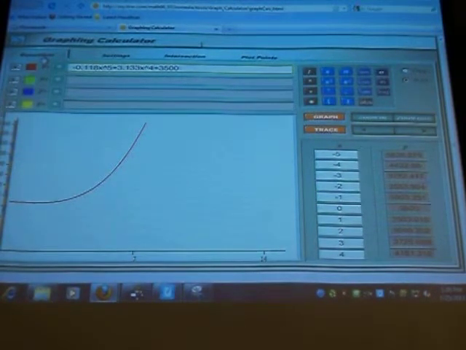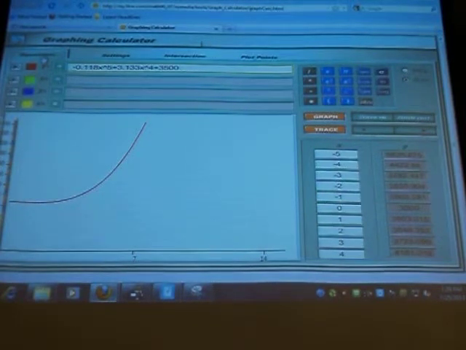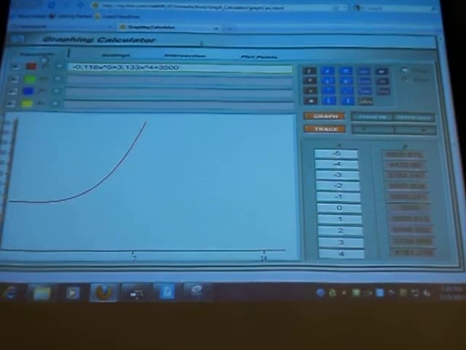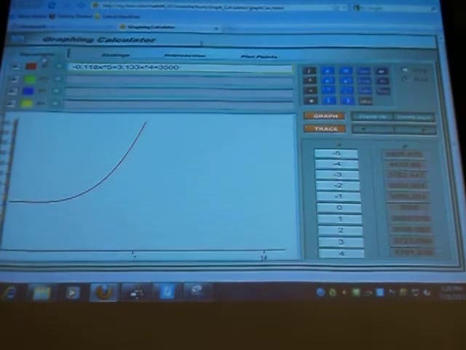Alright, so what happens to the population between 0 and 15 years? It increases. It increases rapidly. Why is it increasing? The graph is going up. Yes. That's all you need to say. Because they're rabbits. Because they're rabbits, yes.